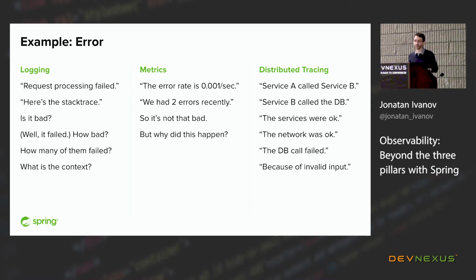But why did this happen? Don't know. So distributed tracing, again, can tell you the topology of the call. And it can say, hey, everything was okay, but the database failed. And why did this fail? Sometimes it can answer that as well. So in this example, it can say that, hey, there was an invalid input. The service did not validate it because why would it? But the database did. So it failed.